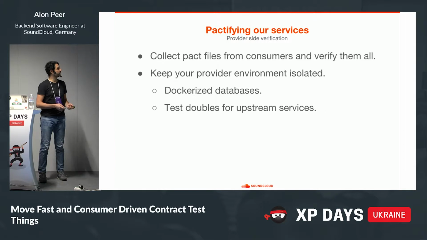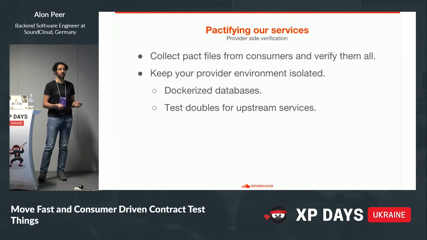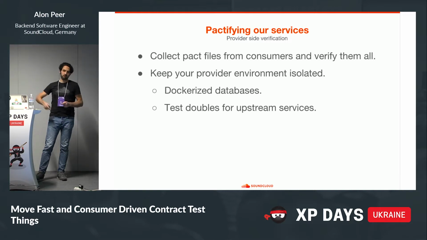And it's really important to make sure that our provider environment is isolated. So if we have any dependencies on a database or something like that, we'll probably want to Dockerize it or create an in-memory database, something similar to what we've seen in the Wix talk yesterday about test kits. And we also want to create test doubles for any upstream services that this provider service depends on, because we don't want to end up in this situation where we have, again, flaky tests where we depend on information that may or may not exist down the road.